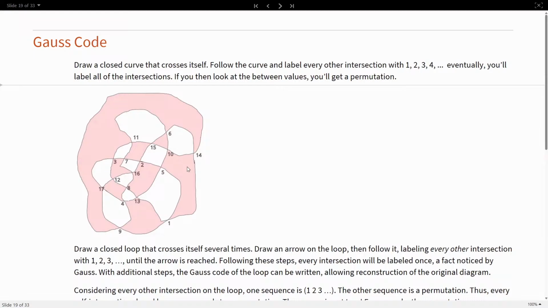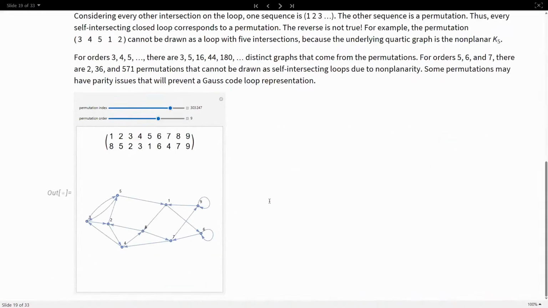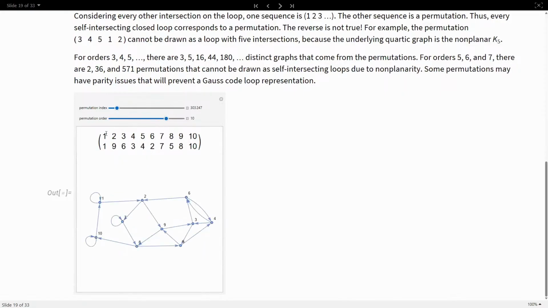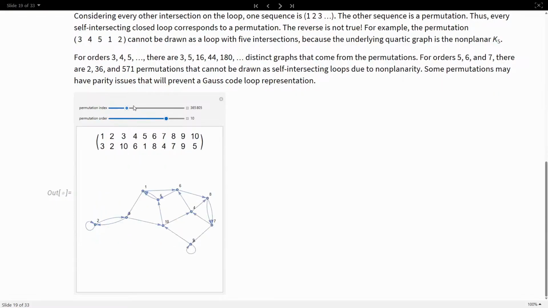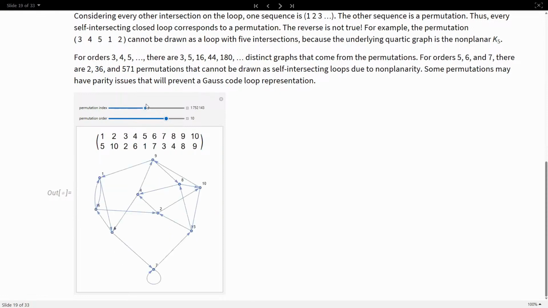So if this was an alternating knot, this would be a unique representation, but not all knots are alternating, so you can't get all knots with Gauss codes. And I wrote a demonstration where basically you could take one of these and you make a path based on the Gauss code. So for example, this diagram here is a diagram for this particular permutation.